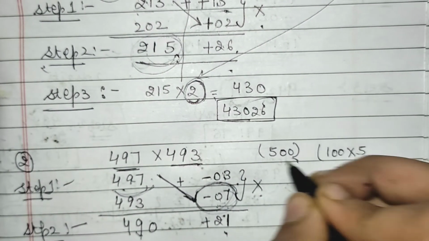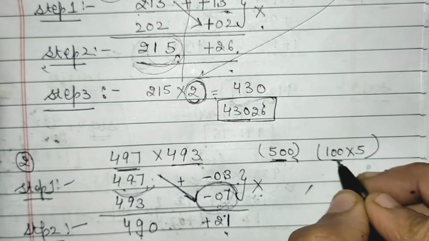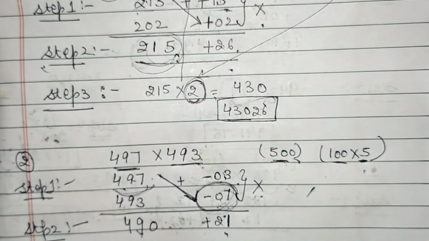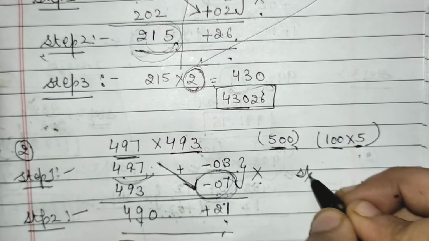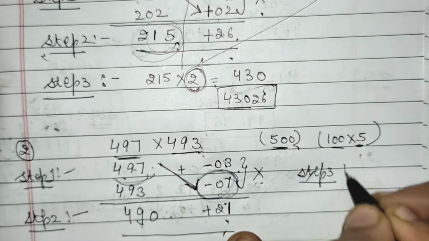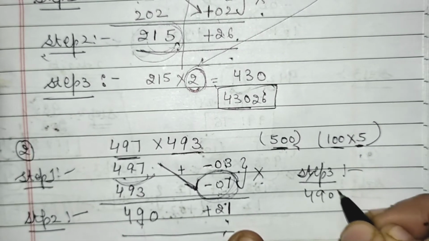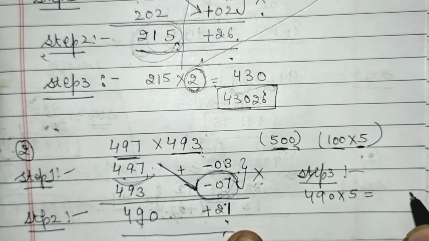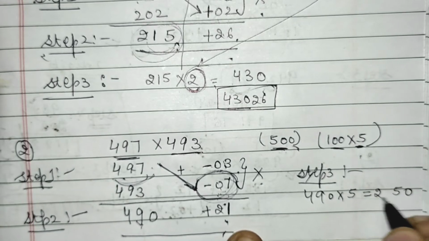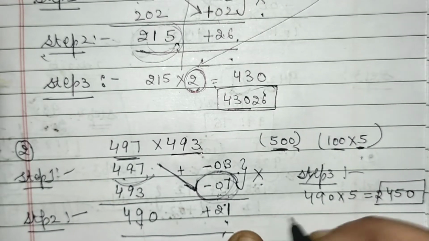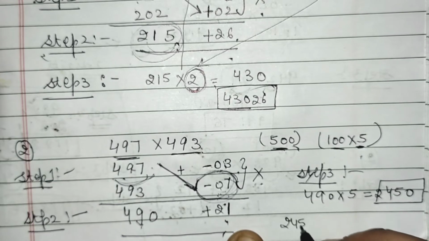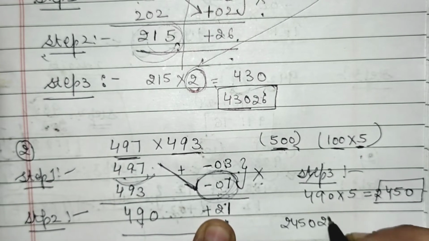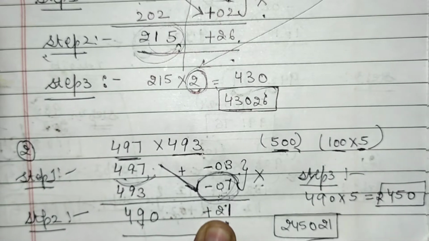So now step number 3 is what? How can I get 500? I can get 500 if I multiply 100 by 5. So similarly in my step number 3, what will I do? I will do 490 into 5, which will give me what? Which will give me 2450. So 2450 is my left hand side and 21 is my right hand side.